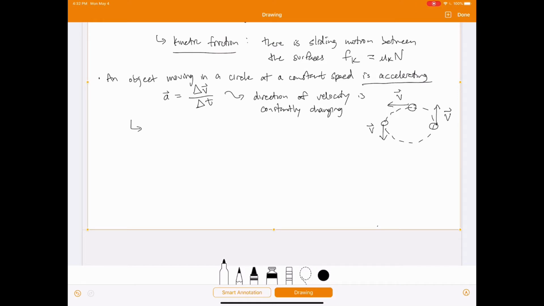Now, what can we say about this acceleration? Well, it has a name. It's called centripetal acceleration.